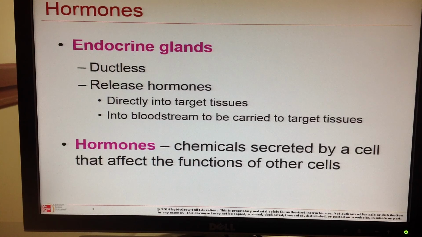Hormones are also chemicals secreted by cells that affect the functions of other cells. So the glands are made up of cells that release hormones into the bloodstream, affecting target tissue. For example, thyroid stimulating hormone, or TSH, is a hormone that's made in the anterior pituitary, and its target tissue is the thyroid gland.